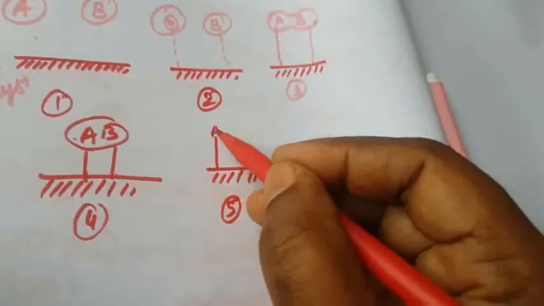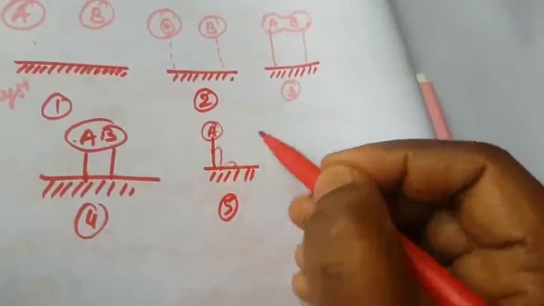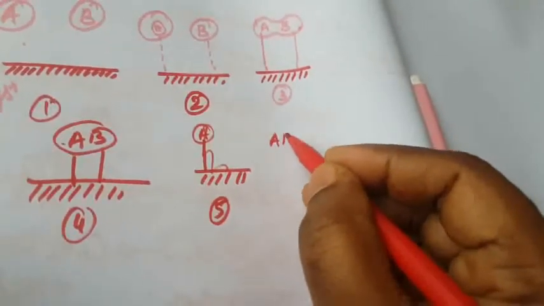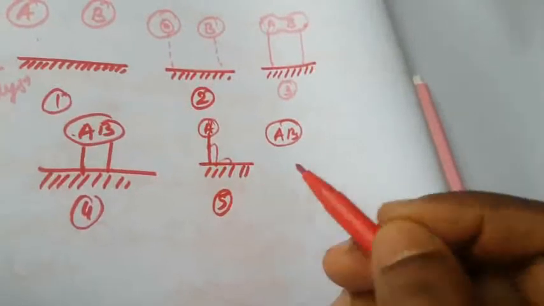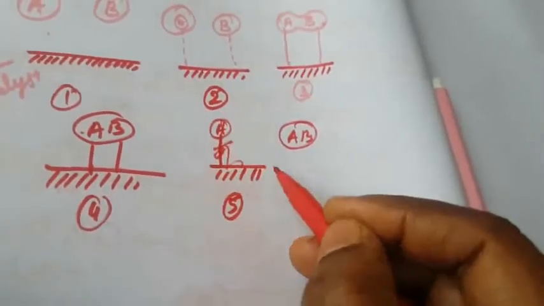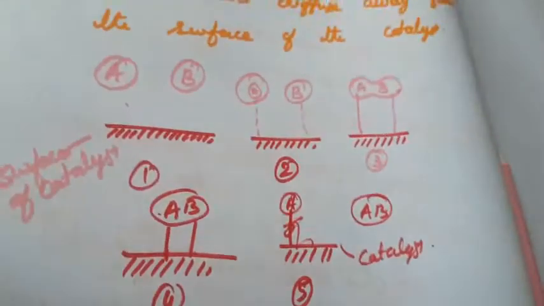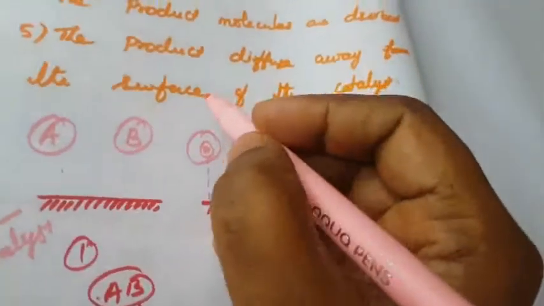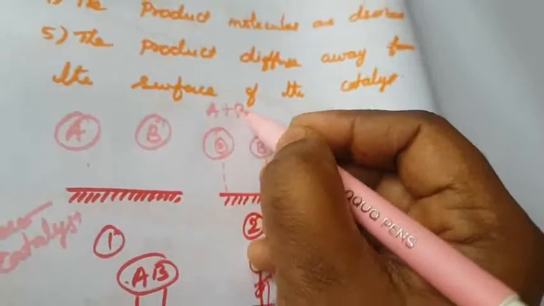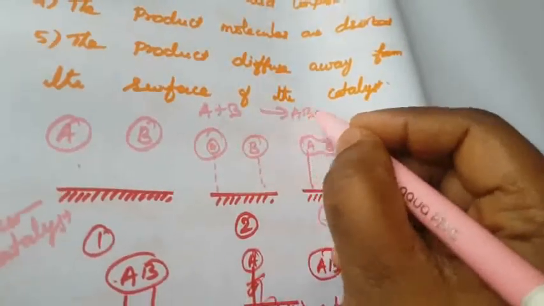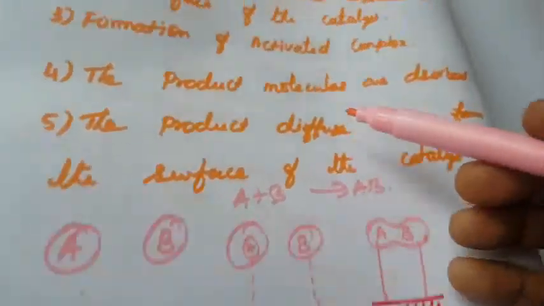So the product AB is separated, and the catalyst will be regenerated. Okay, so we have considered one equation, A plus B giving AB. This is the product. So what is the first step? Reactant molecules diffuse to the catalyst surface.